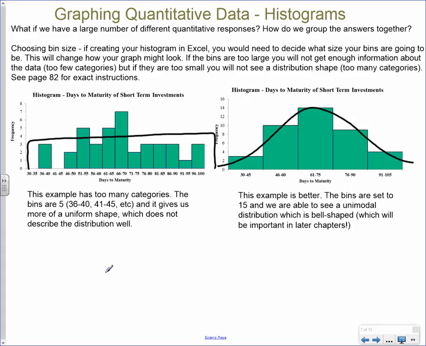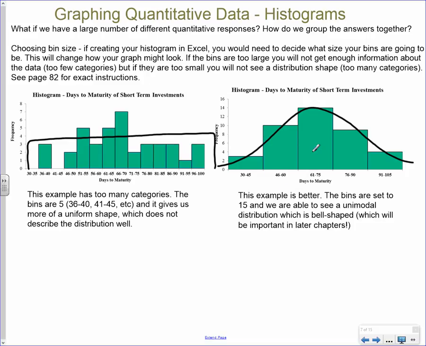But here, we're looking at days to maturity of short-term investments. These went anywhere from the mid-30s all the way up to the 90s. So that's going to be a lot of different options for our quantitative data. We're probably going to have to put our data into groups so that we don't end up with 60 different bars, right? So what this explains is how to adjust in Excel or StatCrunch or wherever you're doing your graphs, so you can make it look nicer.